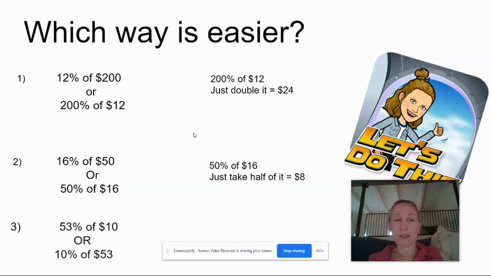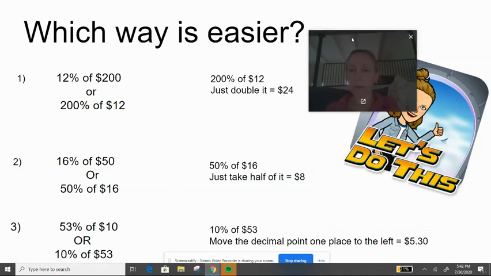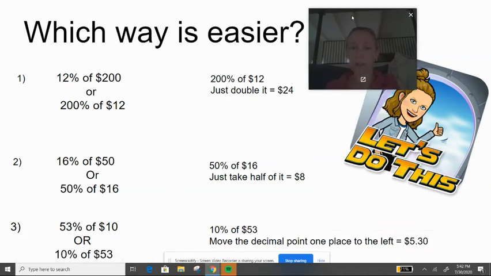And here's our last example. Would you rather take 53% of 10 or 10% of 53? It's a no-brainer. We can find 10% at the snap of a finger, so let's do that. 10% of 53. Just move the decimal one place to the left, and you get $5.30.